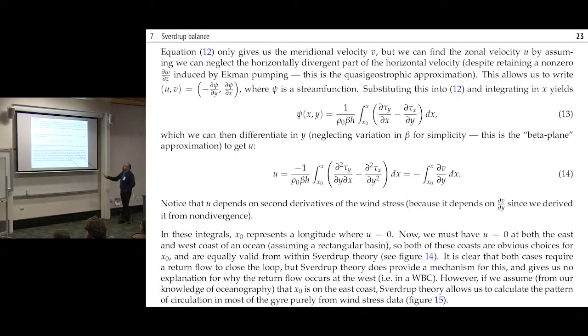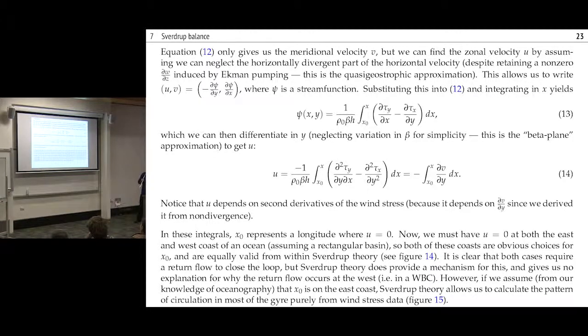So it also shows that the east-west velocity, the zonal velocity, is related to even more complicated features of the wind stress field. It's related to second derivatives in the wind stress. So this is the north-south derivative of the curl. There's this x naught that pops up here in these integrals. This is a longitude at which the east-west velocity is zero. So if you like, this is to do with the constant of integration.